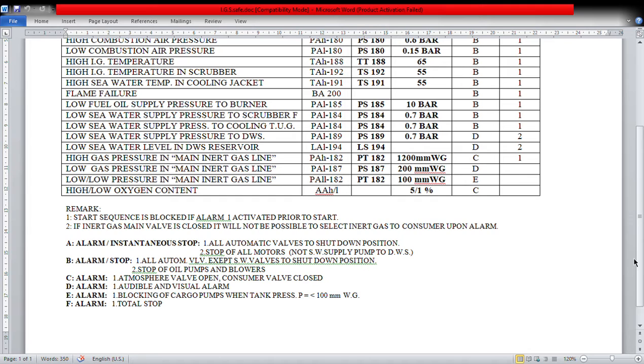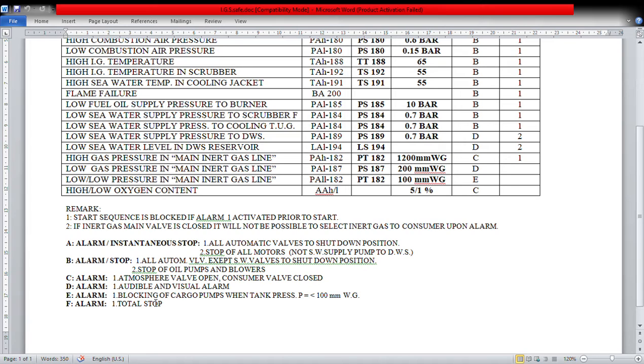So before we proceed to the alarms, not only the alarms, the shutdowns or the trips, we have categorized these alarms in the categories of A, that is alarm, that is instantaneous stop. Wherever you find B, that is alarm stop. C is alarm, D is alarm, E is alarm, F is alarm.